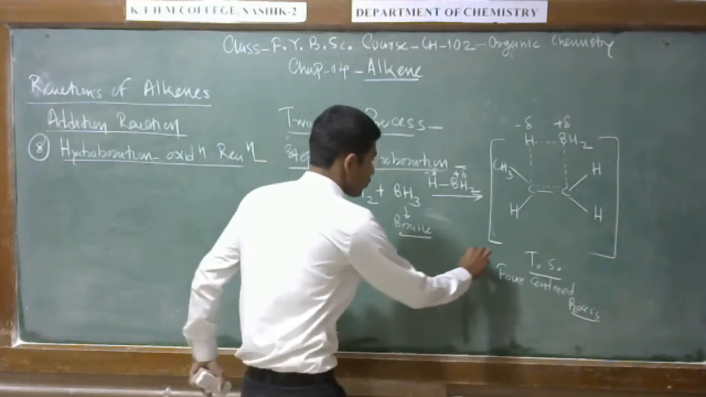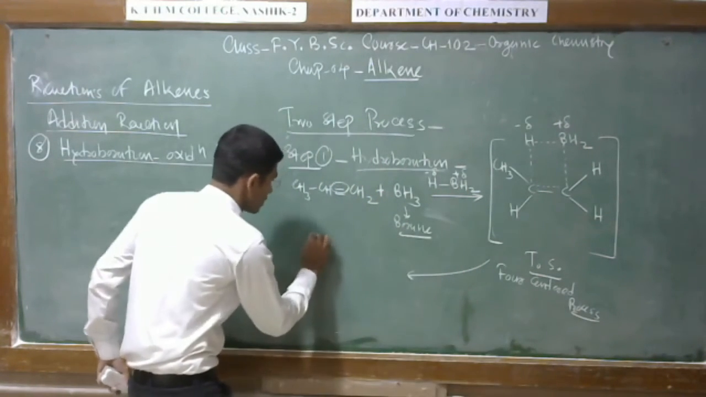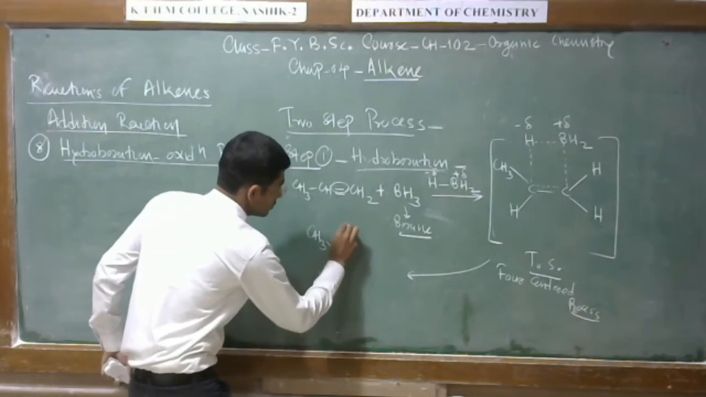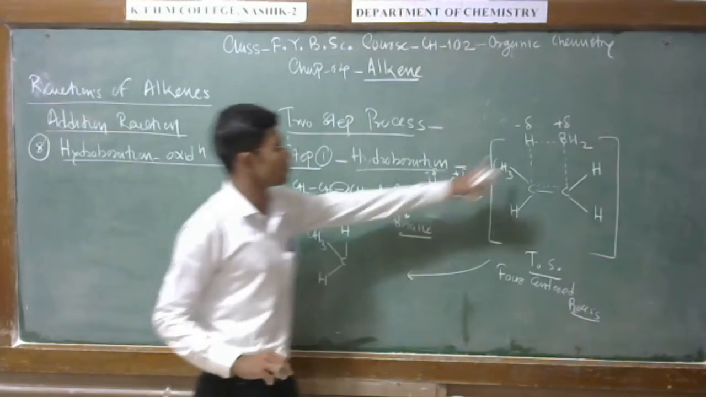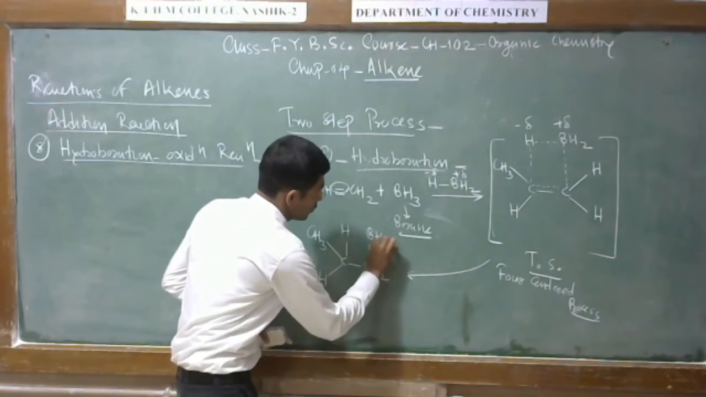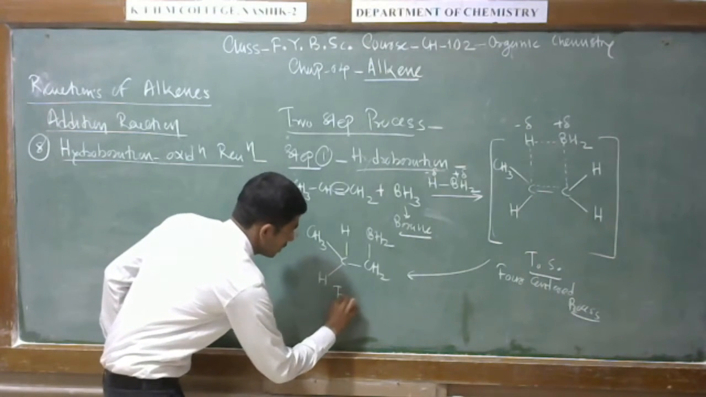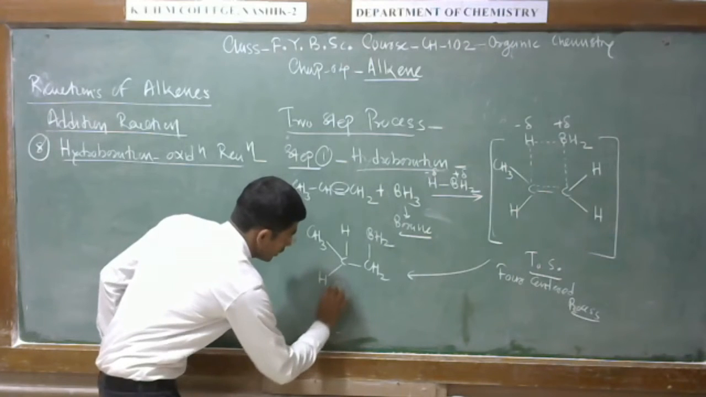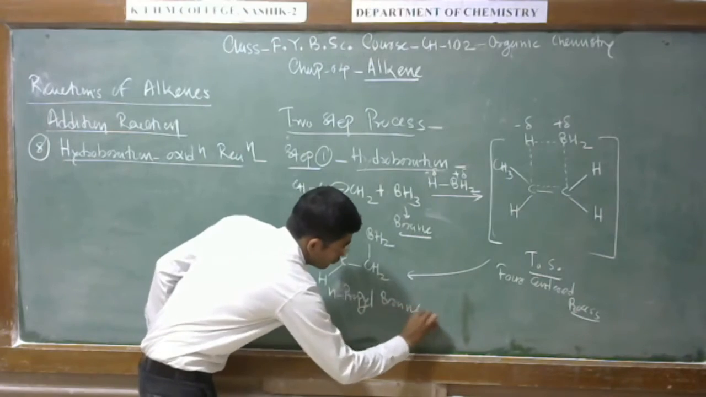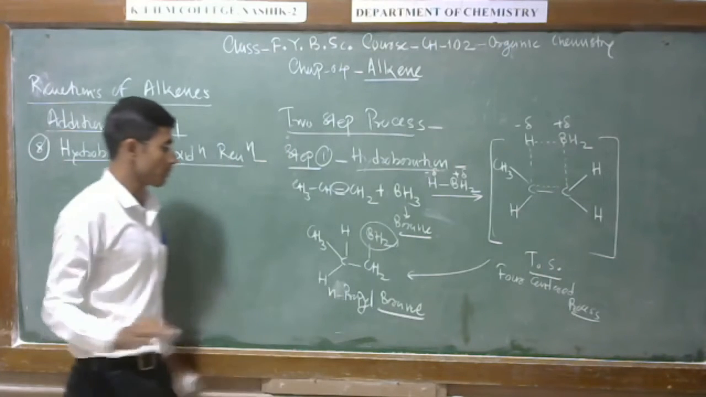Okay. So next, after this transition state, H gets attached to this carbon and this BH2 compound is formed. So this kind of n-propyl borane is formed. This kind of n-propyl borane compound is formed.